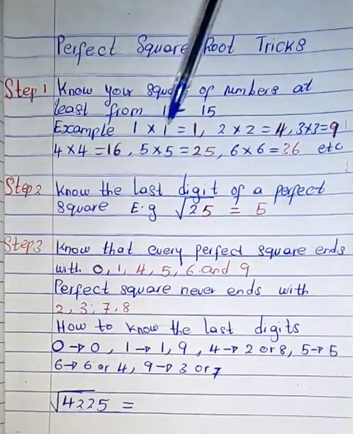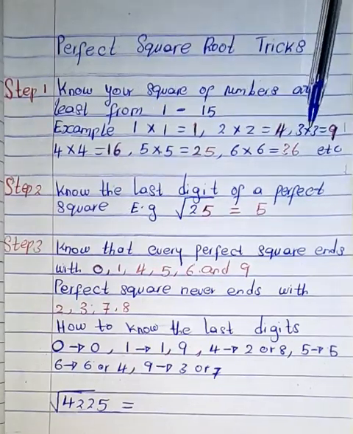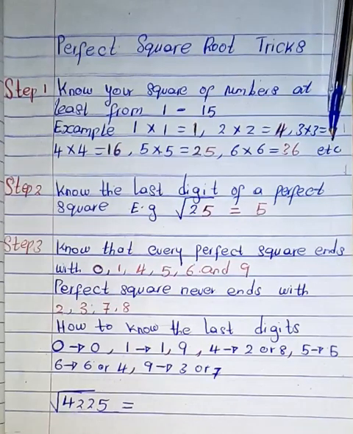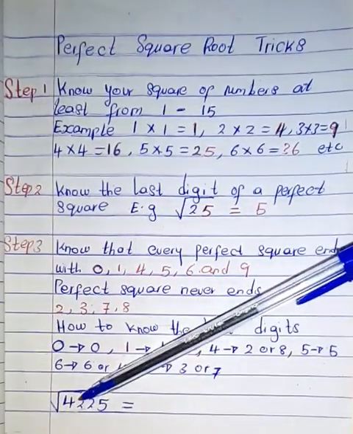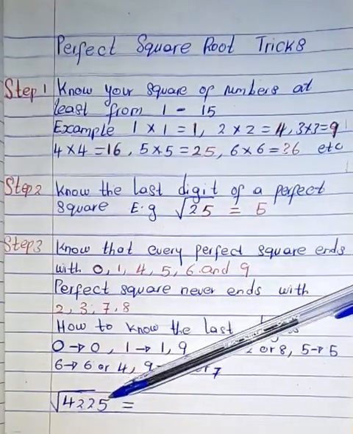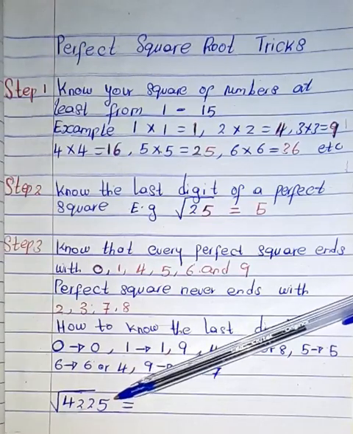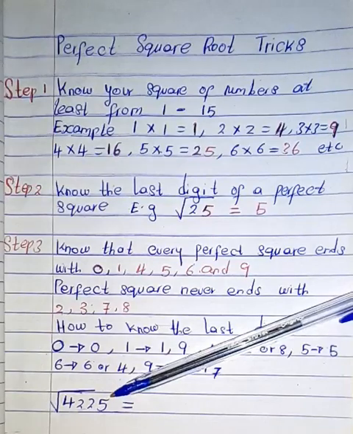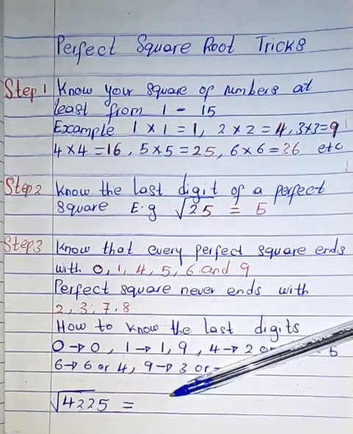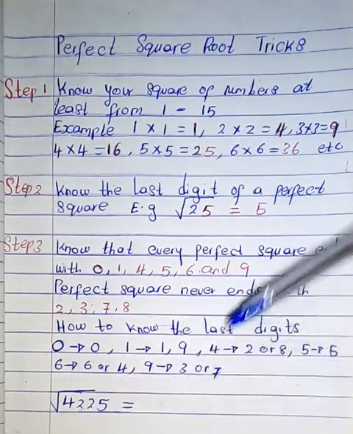So you need to know like 1 times 1 is 1, 2 times 2 is 4, 3 times 3 is 9, until you get to 15. So consider this question. For instance, you have to find the square root of 4,225. Can you do that? Yes, we can do it even within 3 to 5 seconds. It can be done. I can even do it under 1 second. The answer is 65. So I want to show you how to get this.